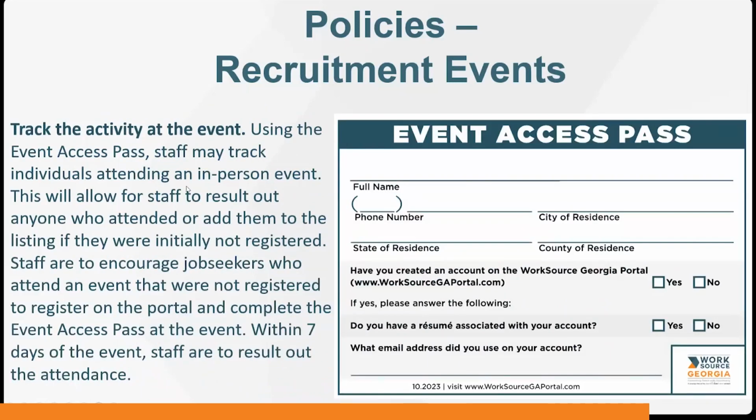As far as tracking, you're going to want to use the event access pass to track individuals attending an in-person event. It's going to allow you to result that out when you want to determine who's attended, and you'll be able to add them to the list. If they weren't registered initially, you can go back in and add them. Make sure that you encourage job seekers who attend an event that were not registered to register on the portal. And then you're going to want to complete that event access pass within 7 days. You'll want to take that and come back to the office and result that out.